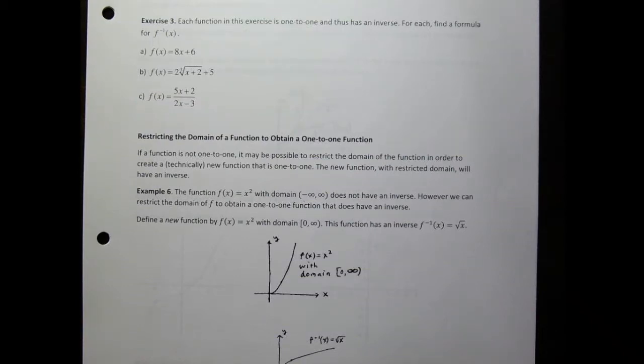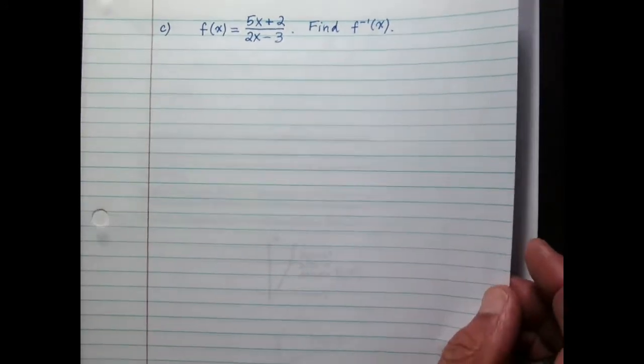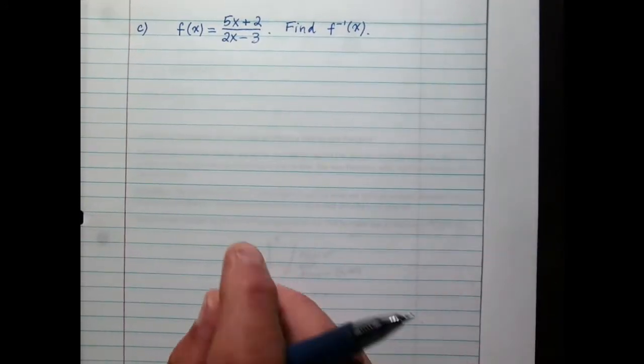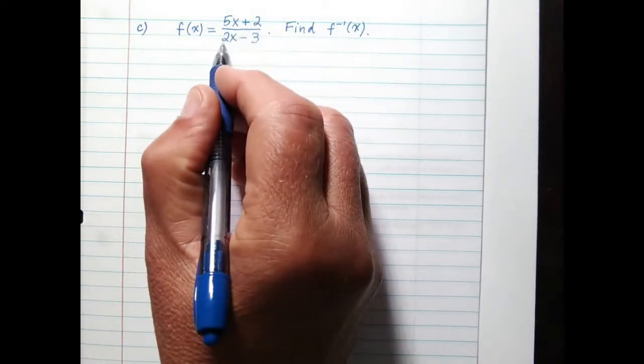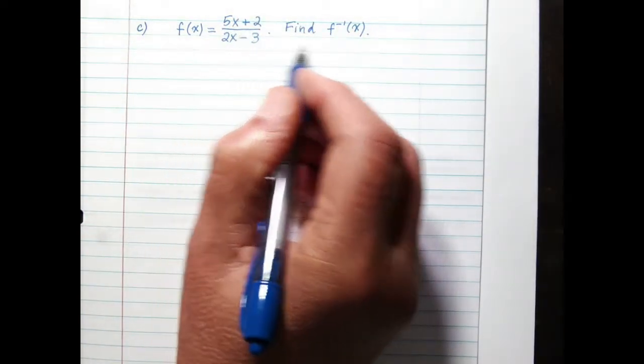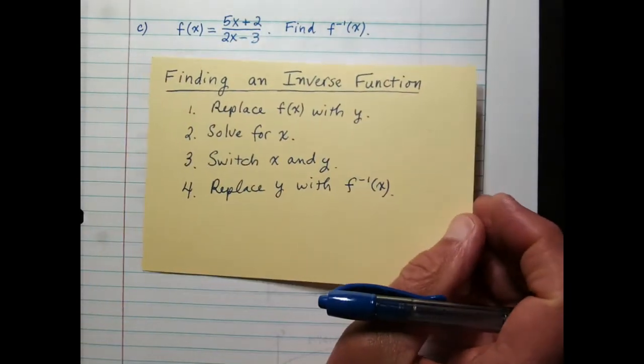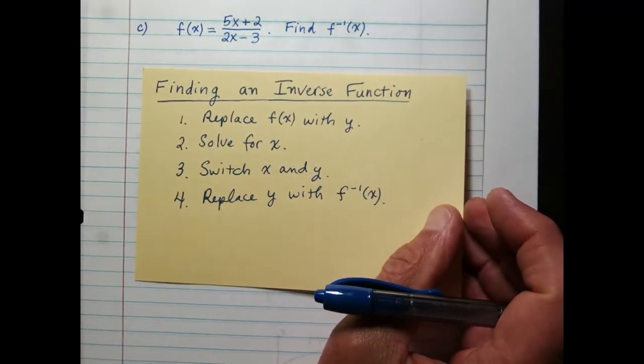We're continuing through exercise 3 on the inverse function handout. We still have part C to do here, so let's go ahead and do part C. We have the function f of x equals 5x plus 2 over 2x minus 3, and we want to find f inverse. And to find f inverse, we're going to follow our 4 steps. So let's go ahead and do that.